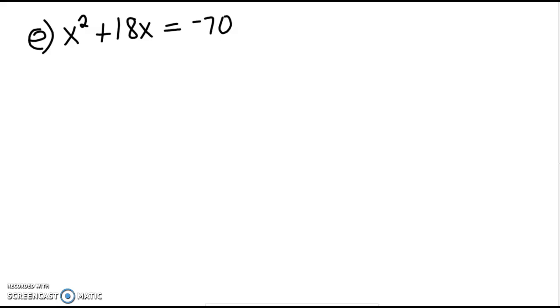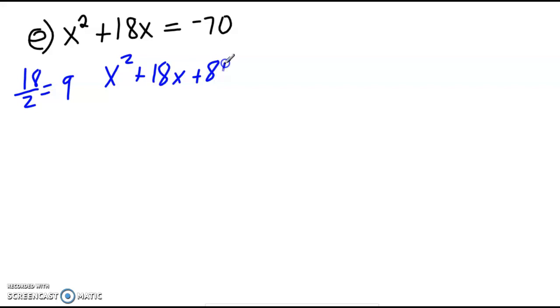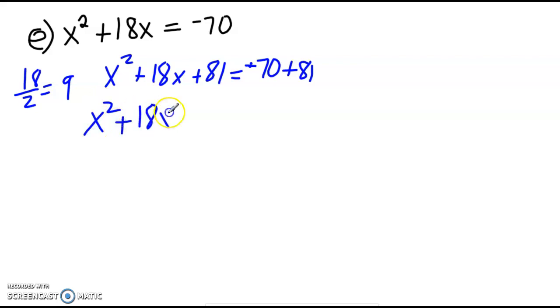We're going to take b over 2, so that's 18 over 2, which is 9, and then we'll square that, and that's what we'll add to both sides. So I'll have x squared plus 18x plus the 9 squared, which is 81, and whatever I do to the left I have to do to the right to keep it an equation. So that gives me x squared plus 18x plus 81 equals 11.